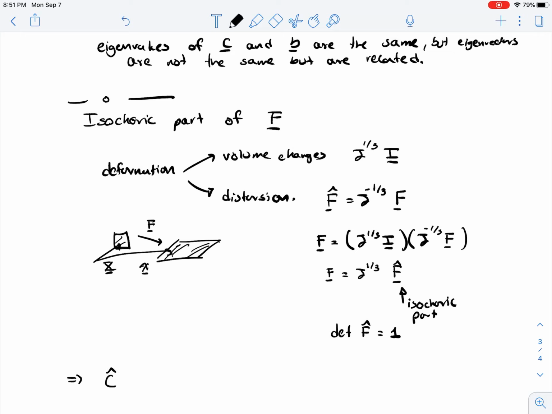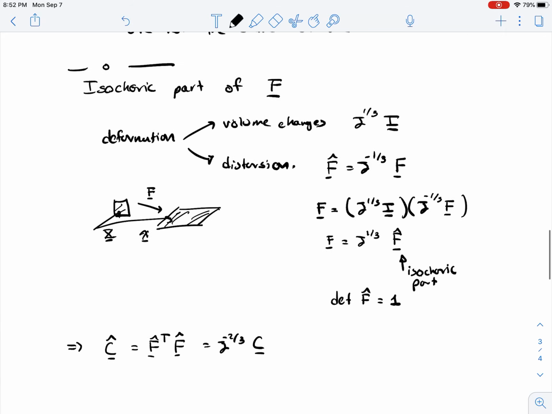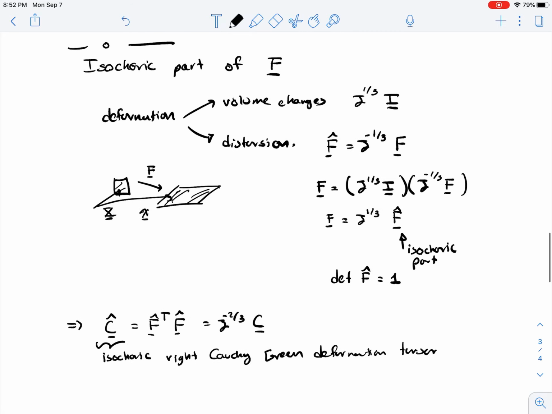So similarly, not just F hat, but from F hat we can compute this C hat, which is just F hat transpose F hat, which is J to the minus 2/3 of C, of the standard C. And this one is also the isochoric right Cauchy-Green deformation tensor.